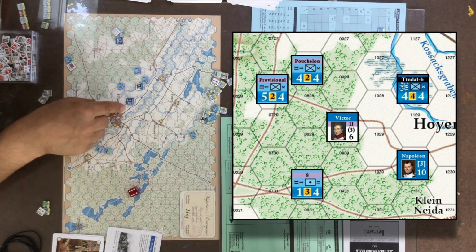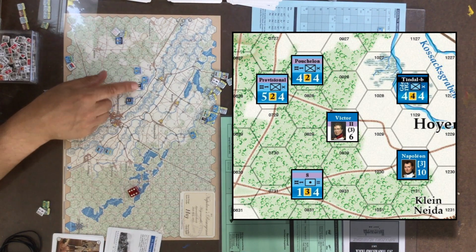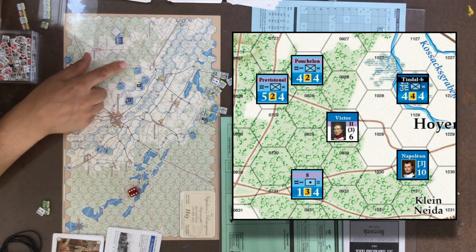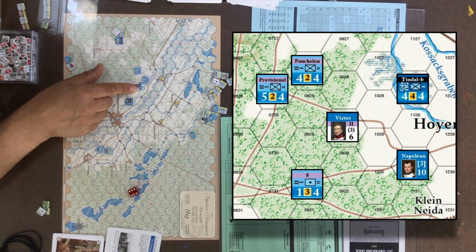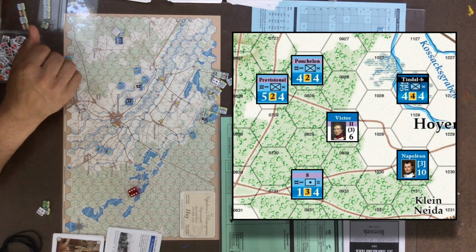So during command, Napoleon can give 3 commands to different officers. In this case, he would give 1 to Victor. Victor's now in command. So anybody within 3 hexes of Victor, commanders have a range of 4, like Oudinot did. Officers have a range of 3. So at the 3 hexes, Victor can put his guys in command. So these 3 guys are in command, they can go.